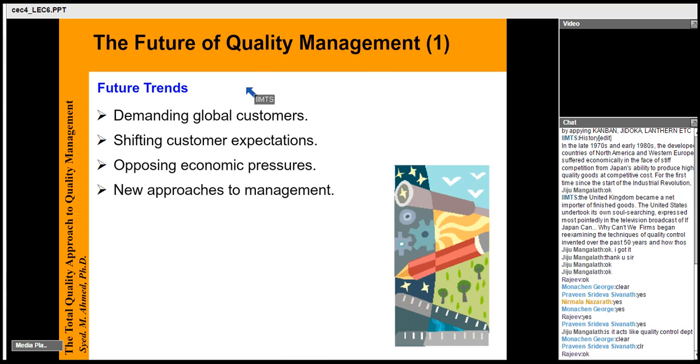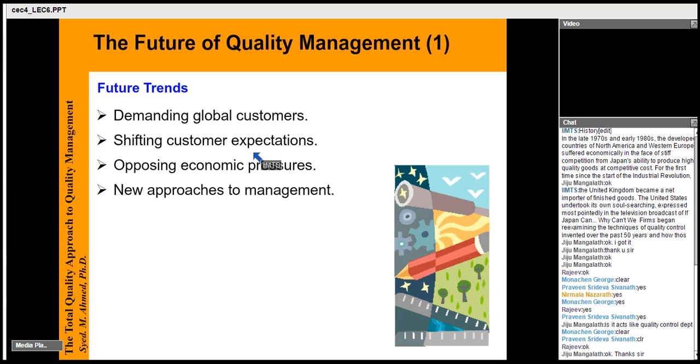So the future of quality management, future trends: demanding global customers, shifting customers' expectations, opposing economic pressures, and new approaches to management. These are the future trends of quality management.